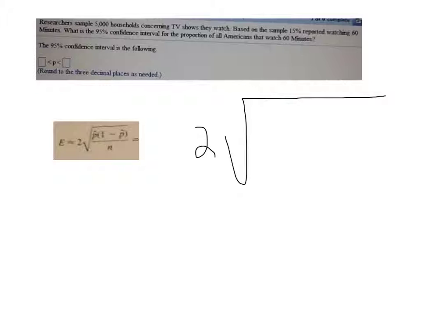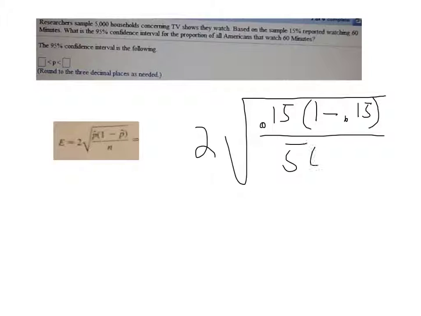So looking at this formula, we want to take the p-hat value from the sample of 15%, make it a decimal, 0.15, and then we have to do 1 minus that p-hat value. And then we divide that by the sample size, in this case 5,000. So to tackle this, I'm going to go inside the square root sign first, and calculate 1 minus 0.15, which is 0.85, I believe.